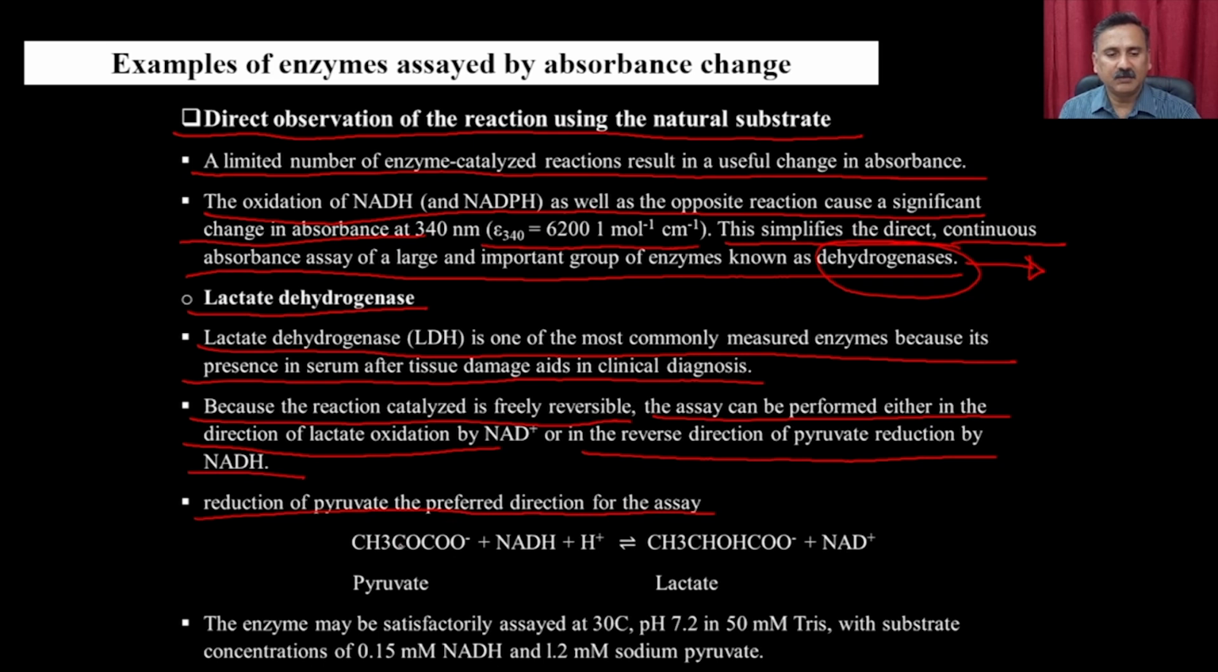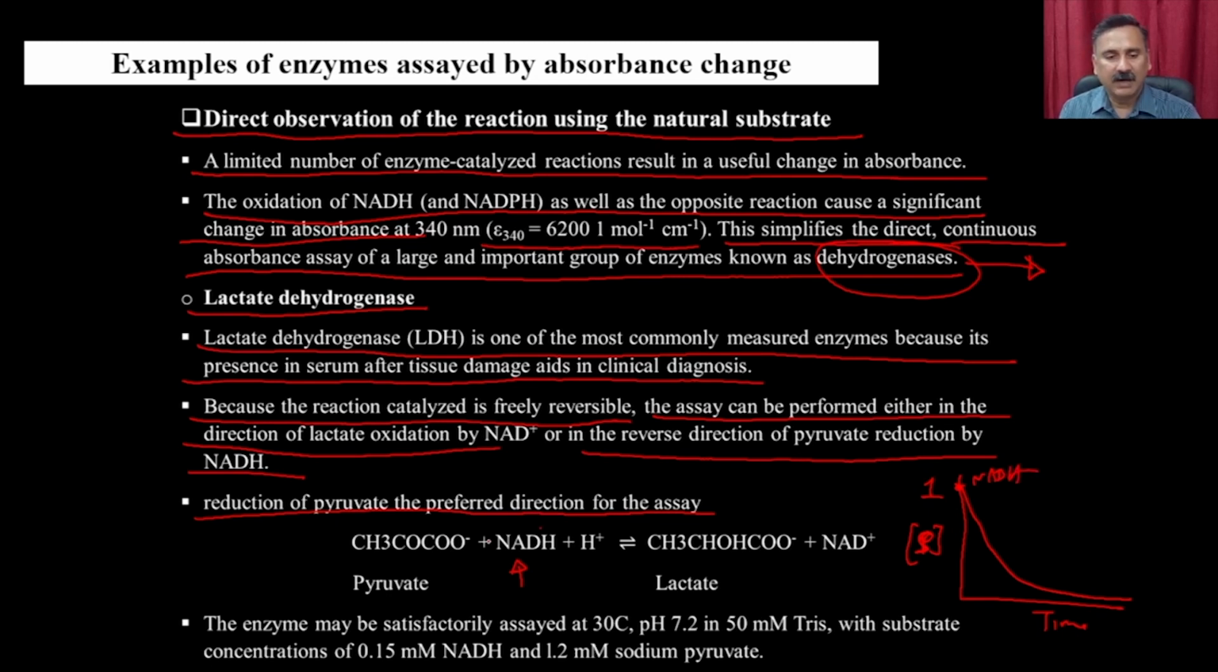For example, pyruvate plus NADH gives you lactate and NAD plus. So it is consuming the NADH, right? And you know that NADH absorbs at 340 nanometers. So if you plot this, you start from 1, and over the course of time you will see it going down. So this is time versus substrate, and this is the NADH that you are measuring.